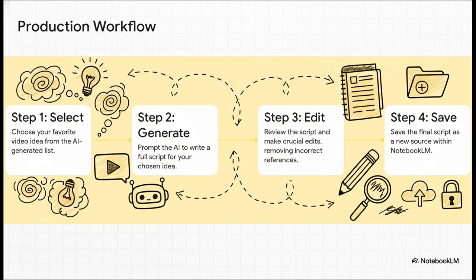Okay, now for a crucial step, human review. You have to read the script and edit it. The AI might accidentally leave in a reference to the original channel or something like that. Once you've polished it up, you save it as a new source inside your project. And this last action is key because it unlocks a really cool feature.